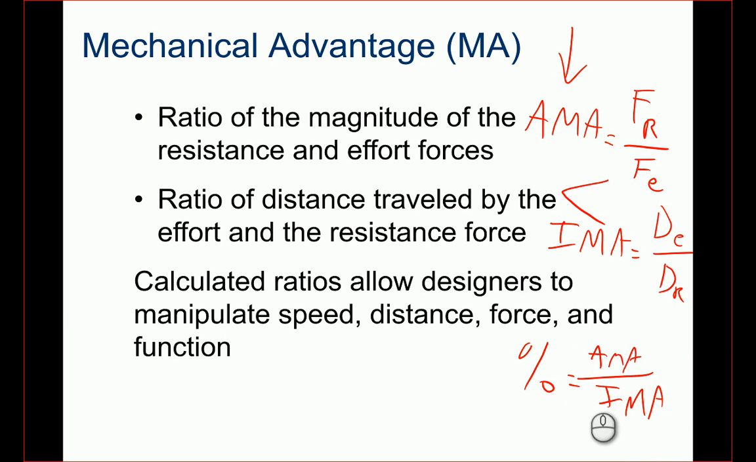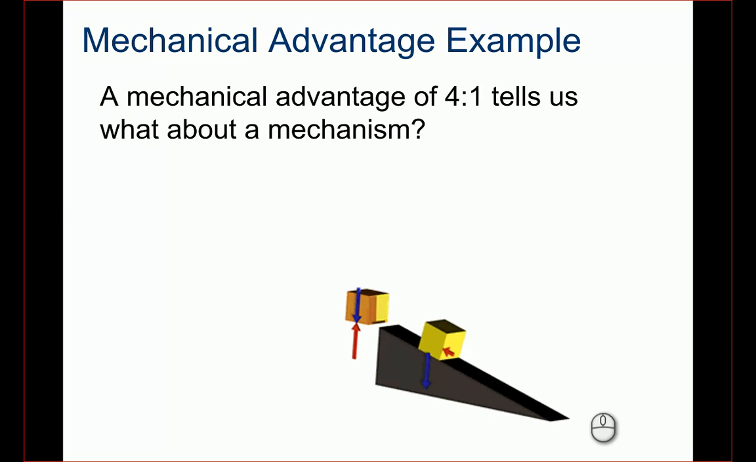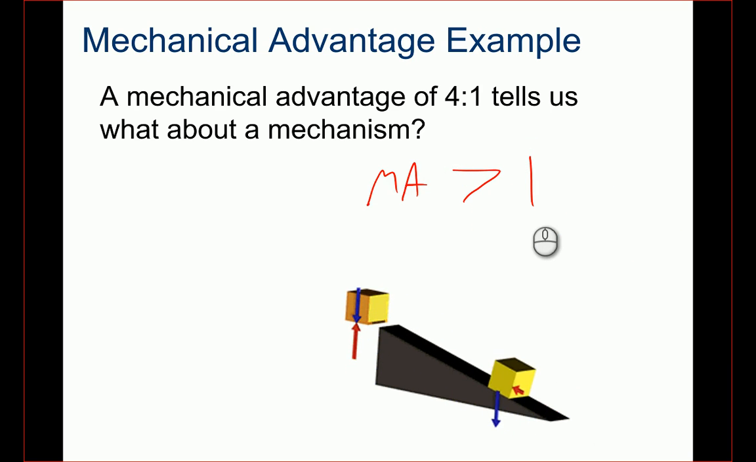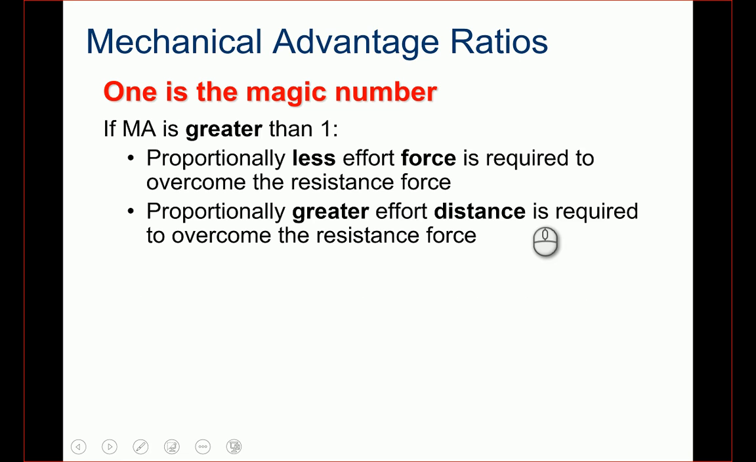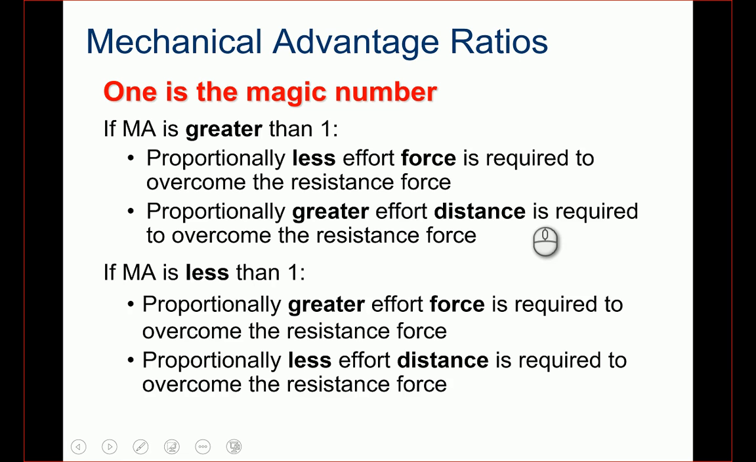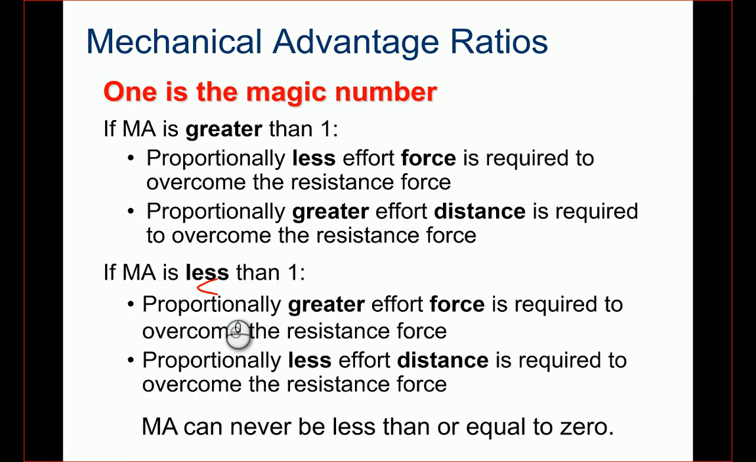Cool. A mechanical advantage of 4 to 1 is greater than 1, which means that we are putting less effort into our system. But we are traveling 4 times the distance. The magnitude of force is the effort 4 times less. We covered all that. Greater mechanical advantage is less effort required, but greater distance. Less than 1 is greater effort force required, like weights and staplers, but you travel less distance. It can never equal 0, because that would mean that something has moved 0 feet or weighs 0 things.